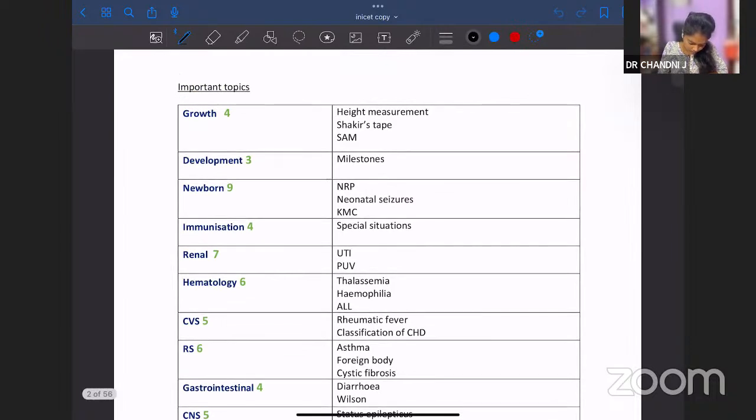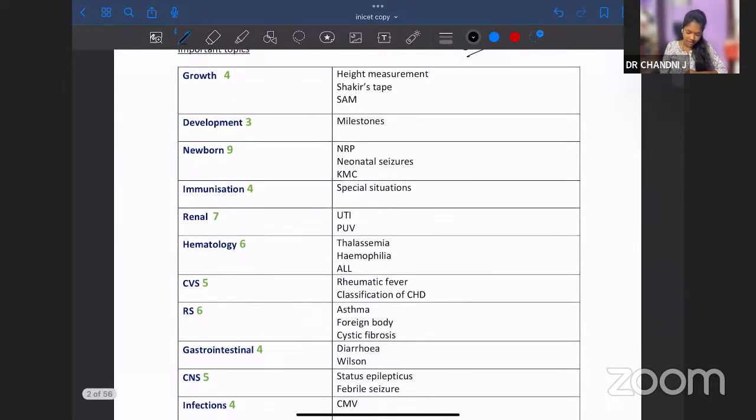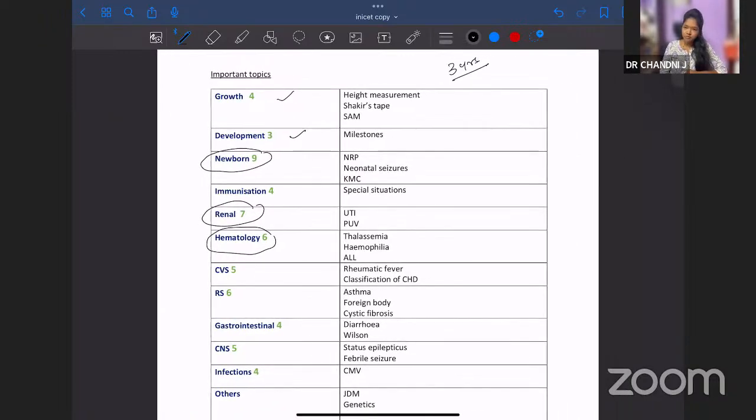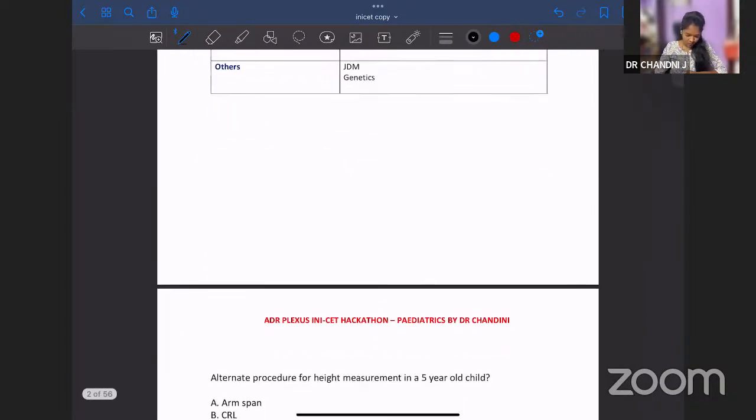So if you see here, the most common topic that has been repeated is from newborn. They've asked almost 9 questions from newborn, then renal 7, hematology almost 6 questions. And from growth and development, every year at least one question has been asked. So we'll try to cover as much as possible from these important topics. Okay, so we'll start with a few questions.